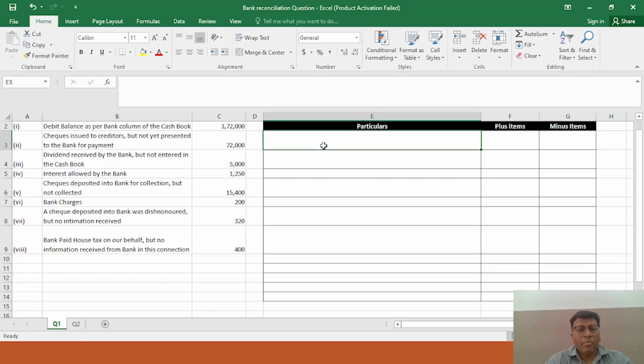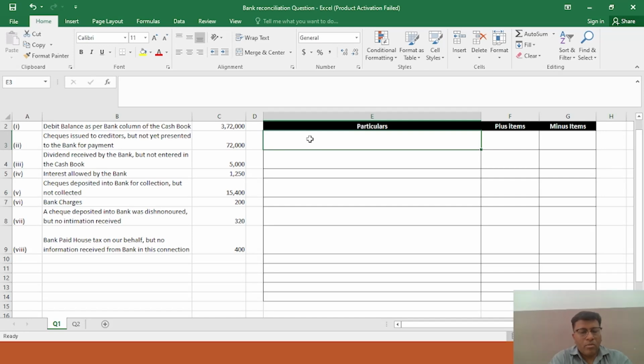Okay, so this is the basic format for preparation of the bank reconciliation statement. The first column is particulars, and then plus items and minus items. So yes, now let us go to the question. The question comes with these statements. The first statement is the debit balance as per the bank column of the cash book. It means you have to write this. This is the balance on the plus side.